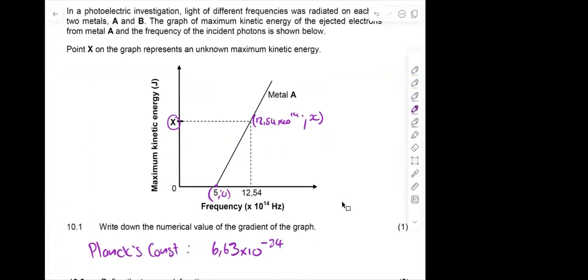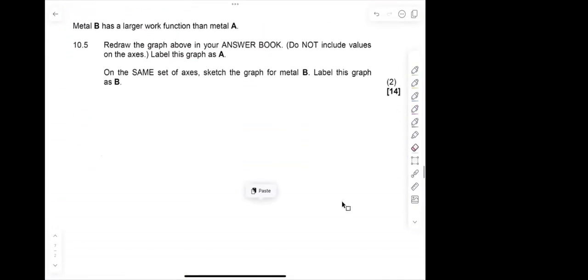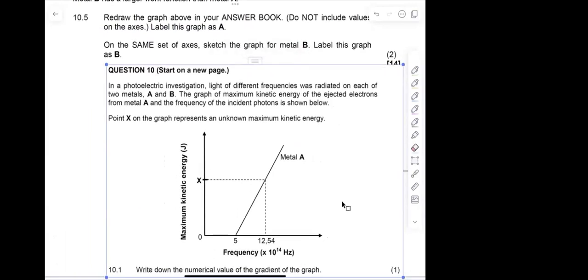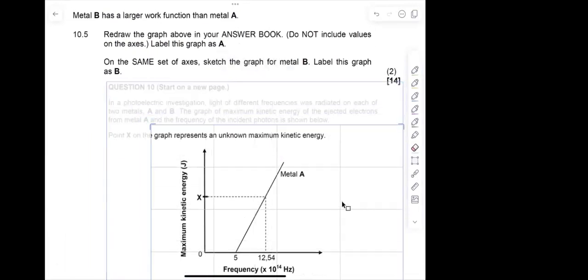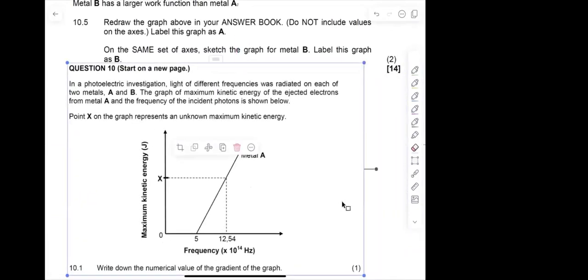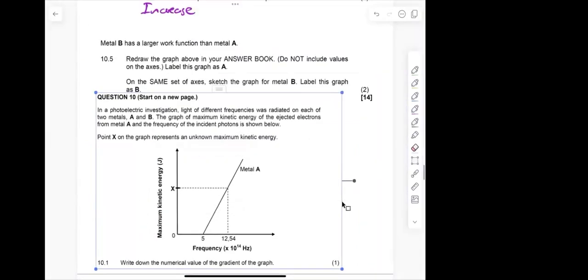If you want, in the meantime, you can quickly tell me in writing in the chat, how will the graph of B be different to the graph of A, while I copy this and paste it at the bottom for me to give you guys the correct answer. Quickly post in the chat, how will the graph of B be different to the graph of A? Just want to crop this. Okay, it's not cropping, but I'll just put it down there and I'll just redraw it.